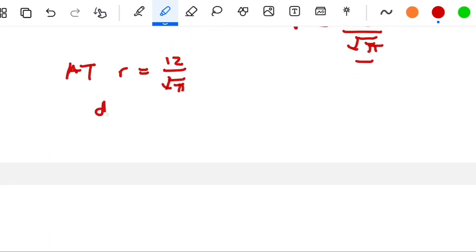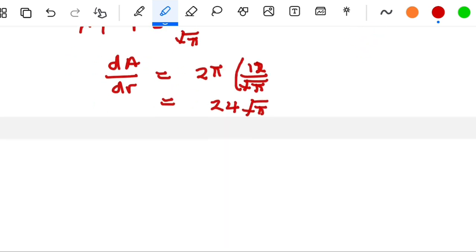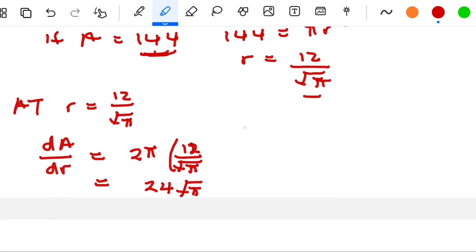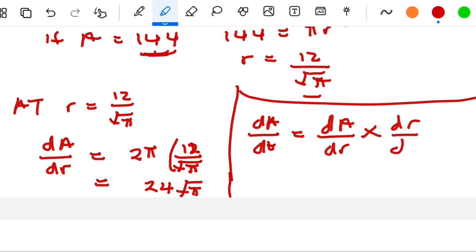So dA over dr equals what? Equals 2 pi r, then for r I substitute 12 over root of pi. This is going to give me an answer, which is 24 root of pi. So now that I have all these, I can find what I'm looking for, which is dA over dt, which equals dA over dr times dr over dt.